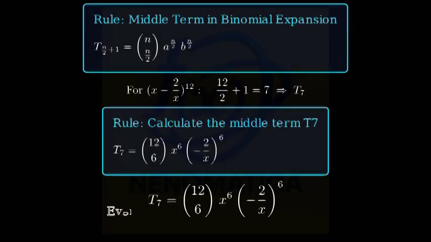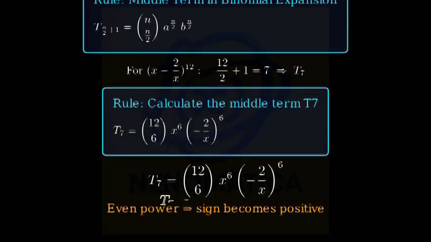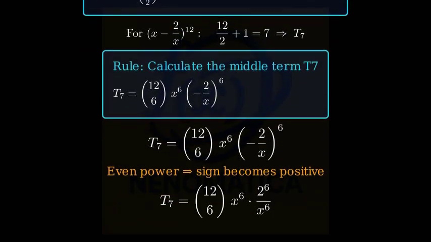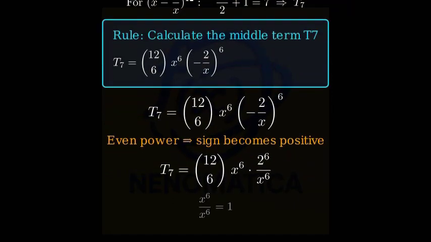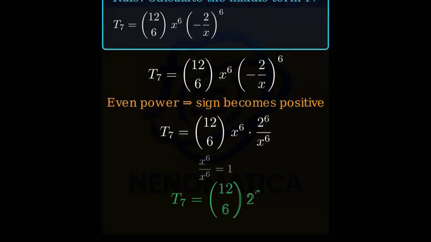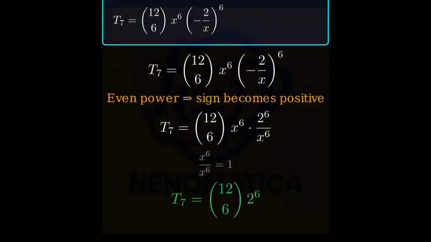Step 3. Notice the exponent 6 is even, so (negative 2 over x) to the 6 becomes positive 2 to the 6 over x to the 6. Now multiply by x to the 6 and divide by x to the 6, which cancels to 1. So t7 simplifies to 12 choose 6 times 2 to the 6.